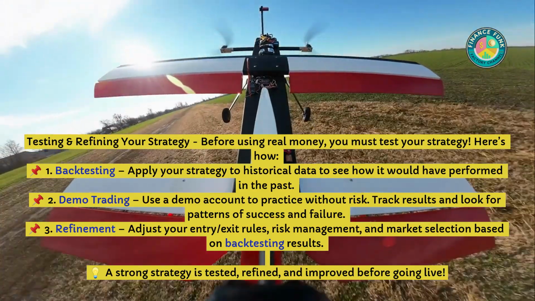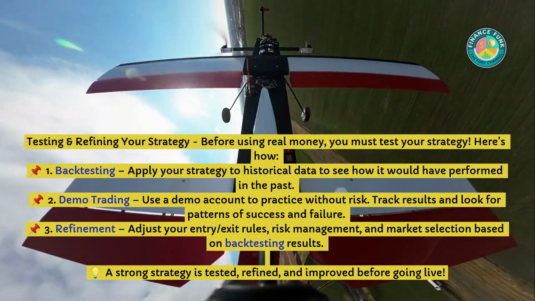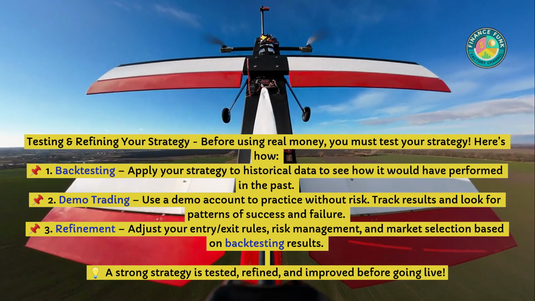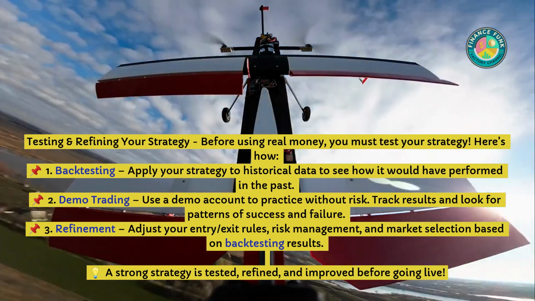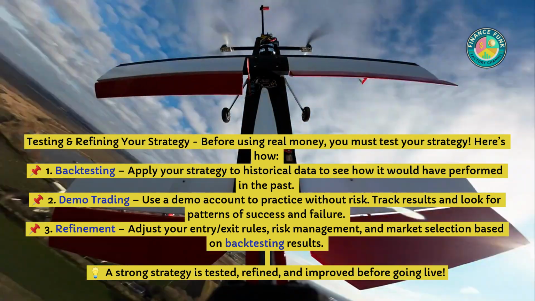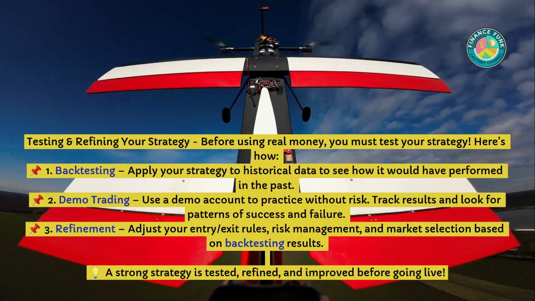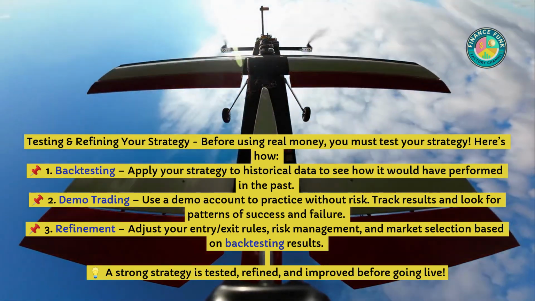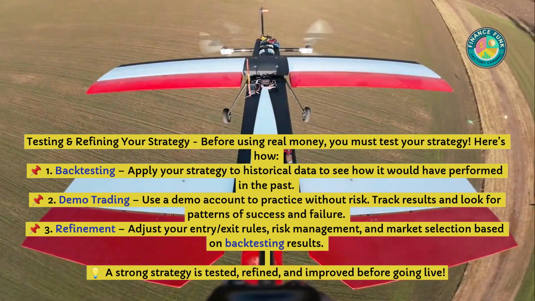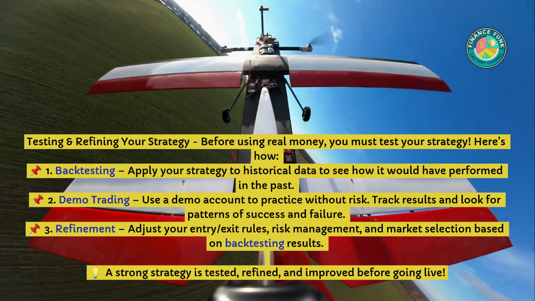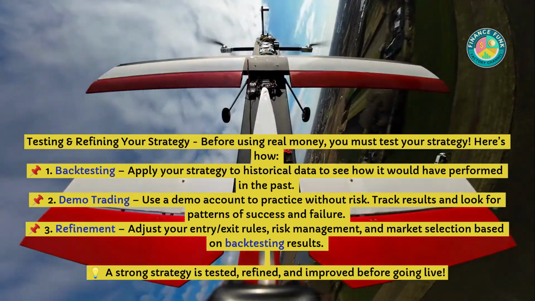Testing and refining your strategy. Before using real money, you must test your strategy. Here's how. 1. Backtesting. Apply your strategy to historical data to see how it would have performed in the past. 2. Demo trading. Use a demo account to practice without risk. Track results and look for patterns of success and failure. 3. Refinement. Adjust your entry, exit rules, risk management, and market selection based on backtesting results. A strong strategy is tested, refined, and improved before going live.